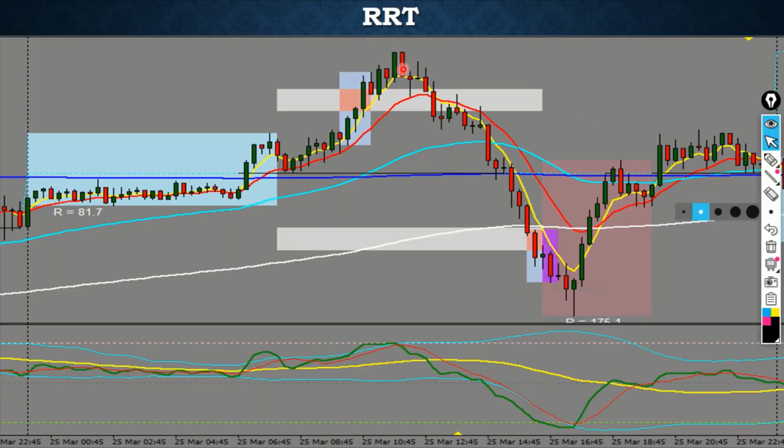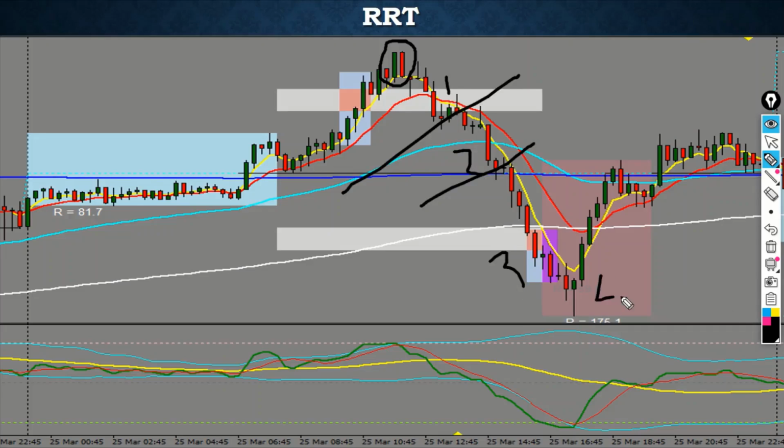Okay, so in here we have our railroad tracks at the high of the day. These two equal candles, green and red candles, sorry, is our RRT. We have our drops in price pushing 1, 2, 3 to create what? The LOD in the New York session.